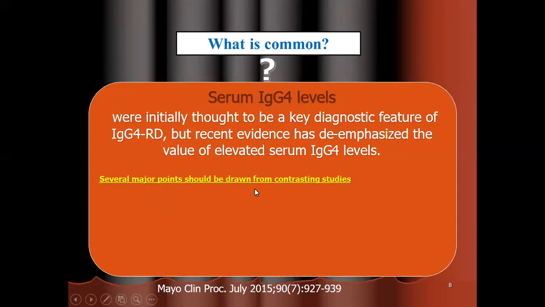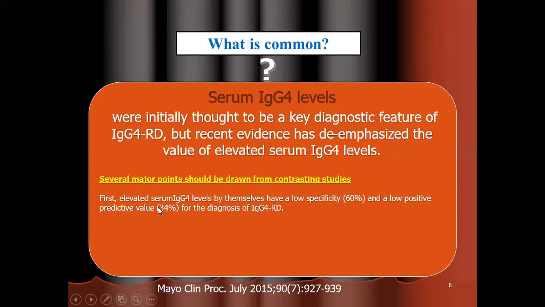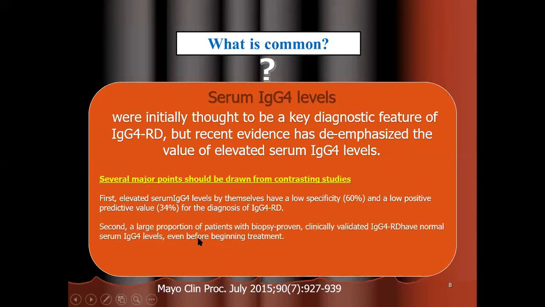Several major points should be drawn from contrasting studies. First, elevated serum IgG4 levels by themselves have a low specificity, 60%, and a low positive predictive value, 34%, for the diagnosis of IgG4-related disease. Second, a large proportion of patients with biopsy-proven, clinically validated IgG4-related disease have normal serum IgG4 levels even before beginning of treatment. So it is not a must. It is not the IgG4 level. Therefore, reliance on serum IgG4 concentration elevation for diagnosis will certainly lead to substantial underdiagnosis.